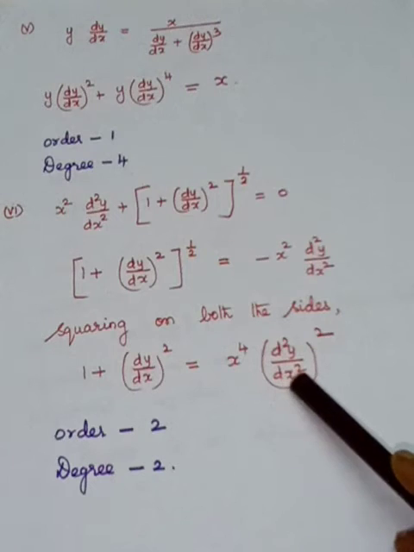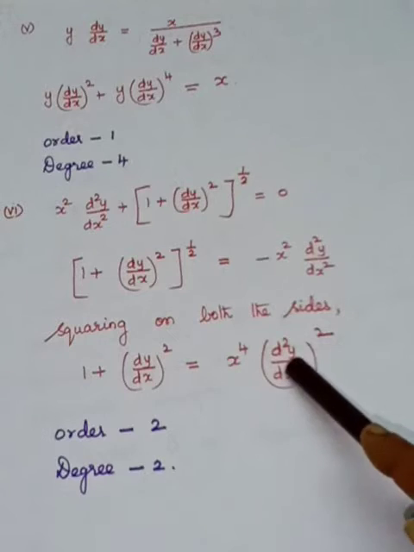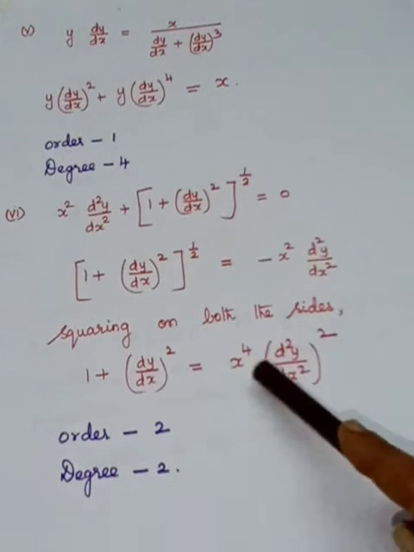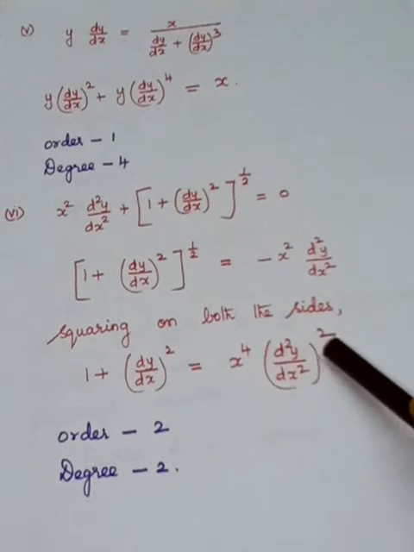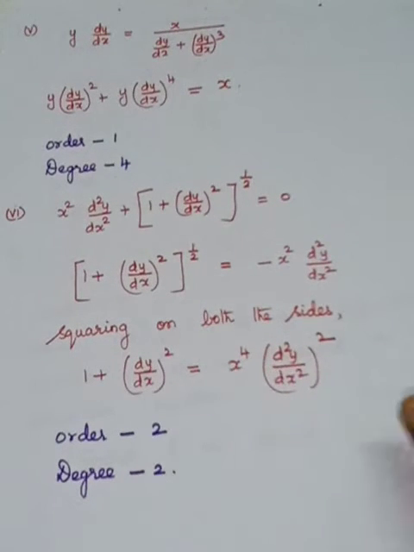Here, what are the derivatives involved? You will have dy by dx, that is a first order derivative, and d squared y by dx squared, that is a second order derivative. So the highest order is what? It is this. So order is equal to 2. Whose power is the degree? So therefore the power of this one is 2. So the degree is equal to 2.